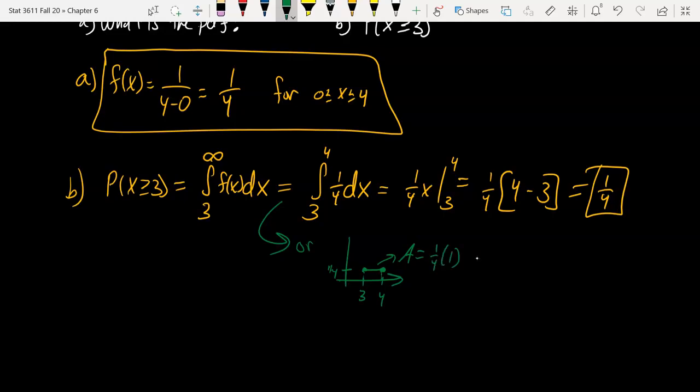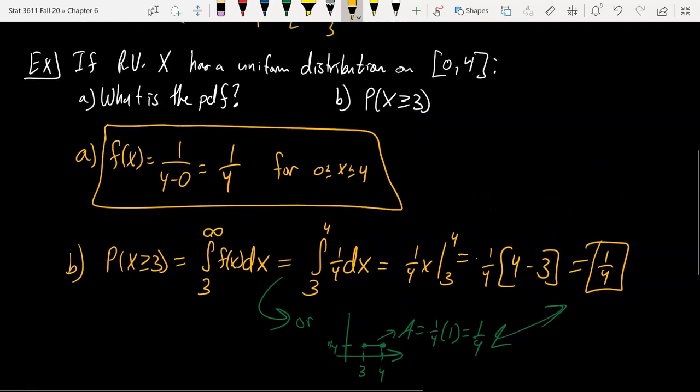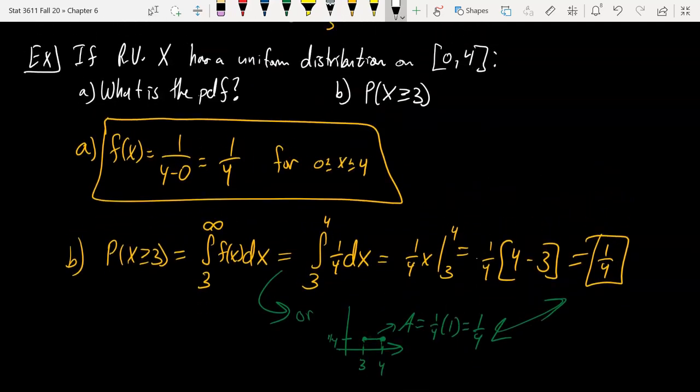1/4 times 1 also equals 1/4. Same thing. Okay. I'm going to add a part C to this. Let me add a part C here.